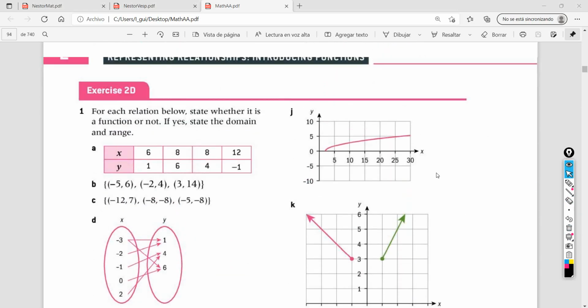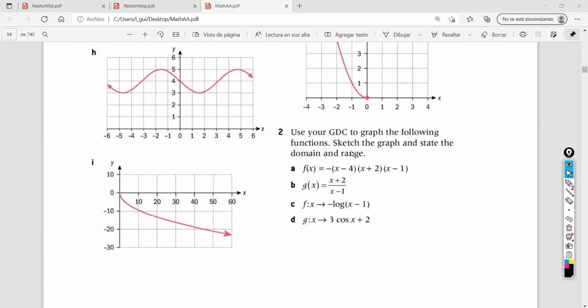Okay, so that was problem number one. Problem number two: use Desmos to graph the following functions. Sketch the graph and state the domain and range. Well, this is quite simple. All you have to do is go to Desmos, plot these graphs, and then check the domain and range. We have gone over this several times, so I don't need to do that again.